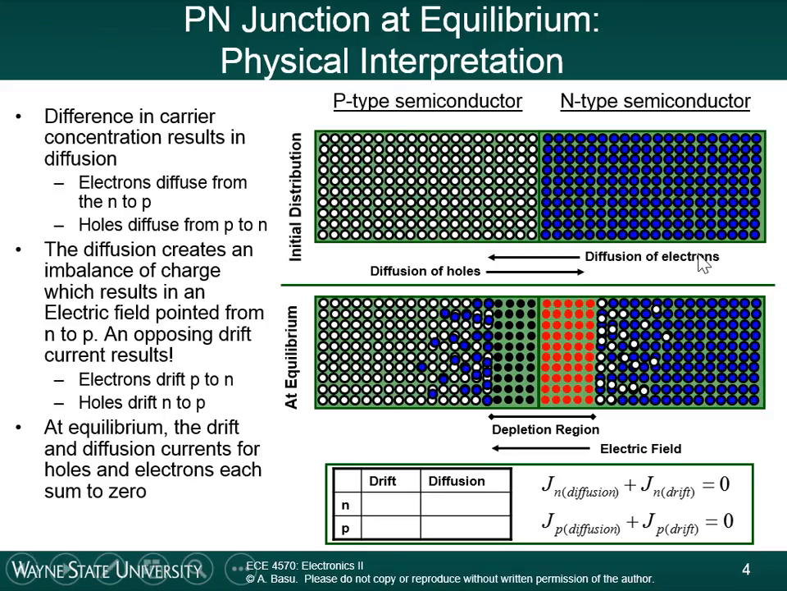The first thing that's obvious is that you have a gradient of carriers. You have a high electron concentration on this side, low electron concentration here. So electrons diffuse from high to low concentration. They diffuse to the left. Similarly, the holes diffuse towards the right. When they do that, they leave behind what's called the depletion region.